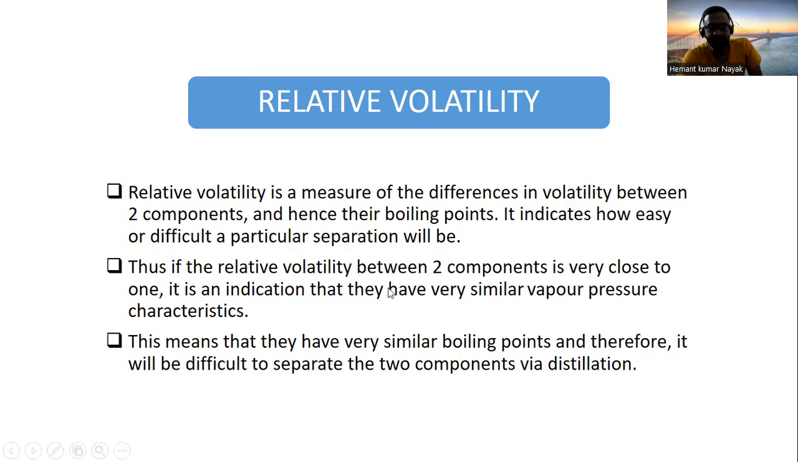Thus, if the relative volatility between two components is very close to one, it is an indication that they have very similar vapor pressure characteristics. So if relative volatility is close to one, then their vapor pressures are the same. This means they have very similar boiling points, and therefore it will be difficult to separate the two components via distillation. So if the components have similar boiling points, we cannot separate them by distillation.